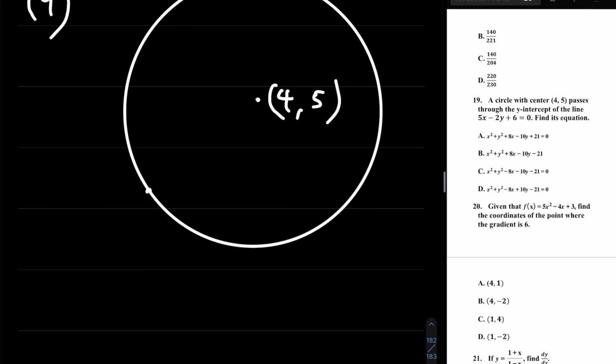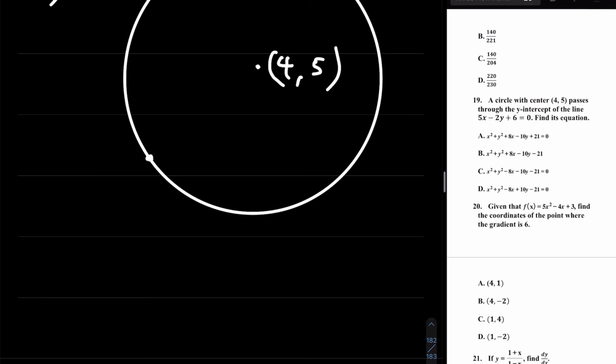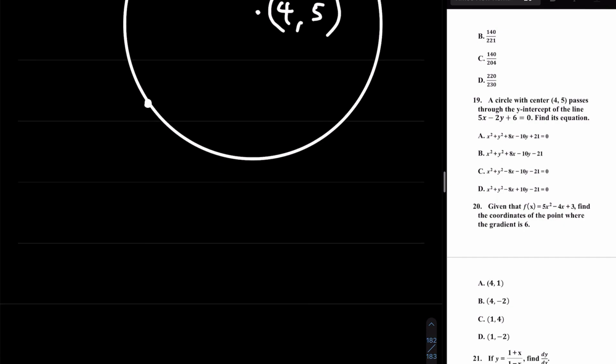Let's say this is the point on that line through which the circle passes. So the y-intercept, let this be the y-intercept of the line which the circle cuts or passes through. At the y-intercept x is equal to 0, so we can find that y-intercept by substituting x equals 0 into the equation.